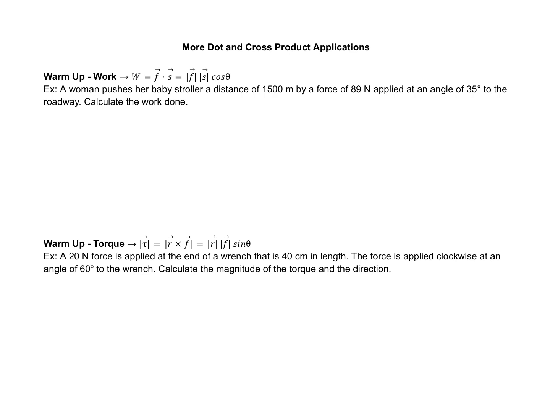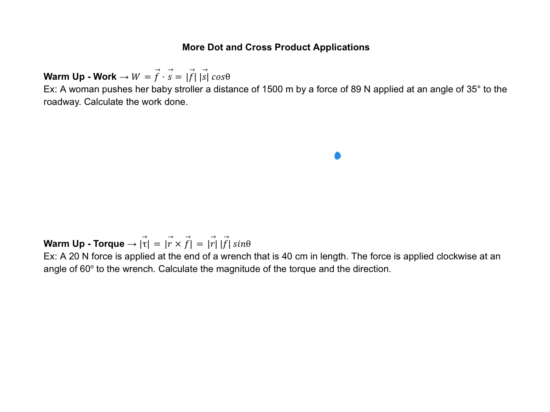So what that will involve is the magnitude of the force, the magnitude of the displacement, and cos of the angle between those two vectors. So our first example: a woman pushes her baby stroller a distance of 1,500 meters by a force of 89 newtons applied at an angle of 35 degrees to the roadway. Calculate the work done. I'm going to start off by drawing a diagram.